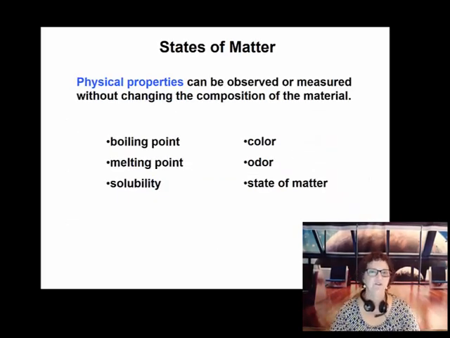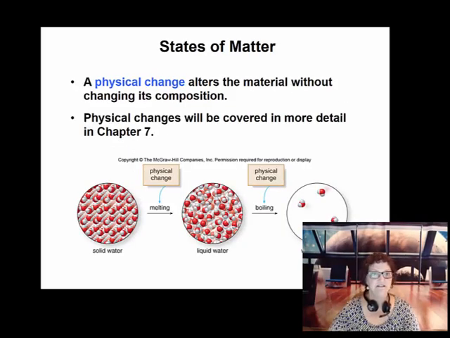Physical properties are things that you can see or you can measure. So boiling point, odor, things like that. The state is also a physical property. And so if you have a physical property, then you can change something about that material and alter that, but you don't change what it is. That is, its composition is still the same.